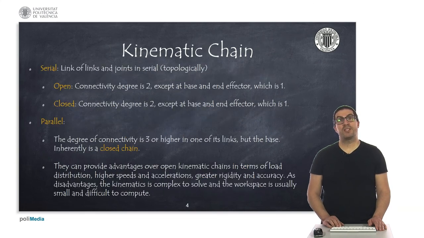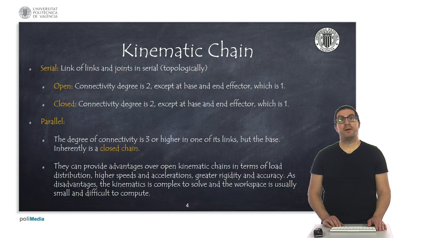An open or serial kinematic chain, due to its topological configuration, is nothing more than the union of links and joints in series. On the other hand, there are robots with closed or parallel kinematic chains. In order to differentiate between a serial or a parallel robot, we will have to study the degree of connectivity for each of the links, excluding in this case the base. If a link has a degree of connectivity of 3 or higher, then we will say that this is a parallel robot. While if the maximum degree of connectivity is 2, then we will say that this is a serial robot. We will see in the next slide what a degree of connectivity actually is and how to compute it.